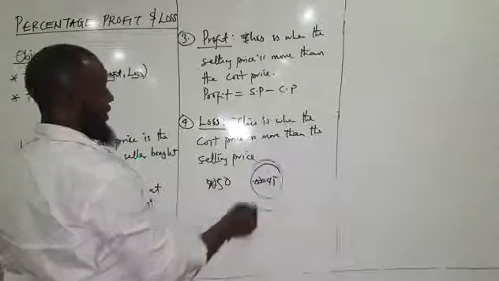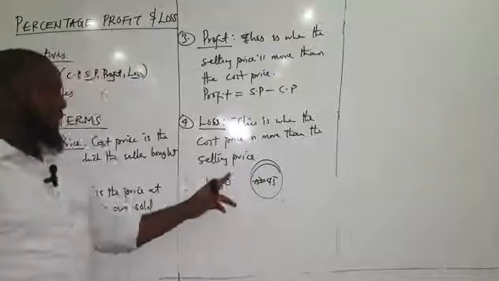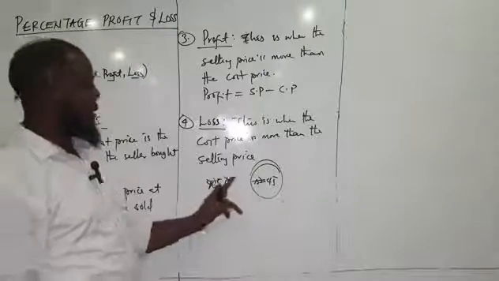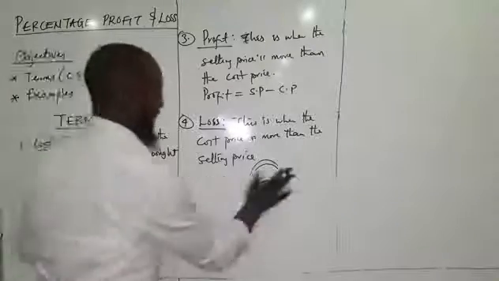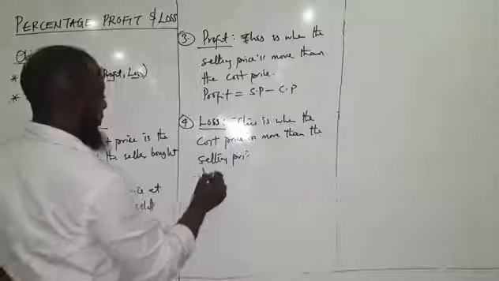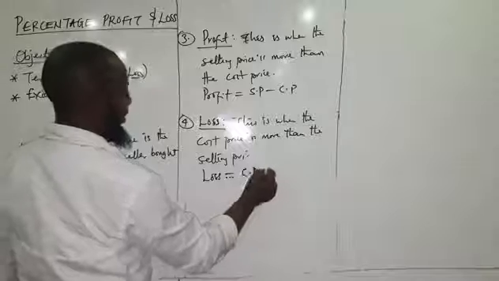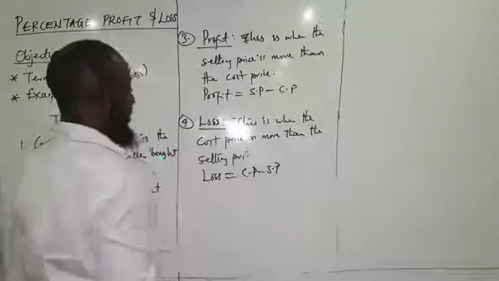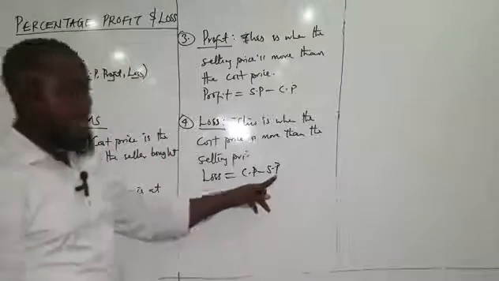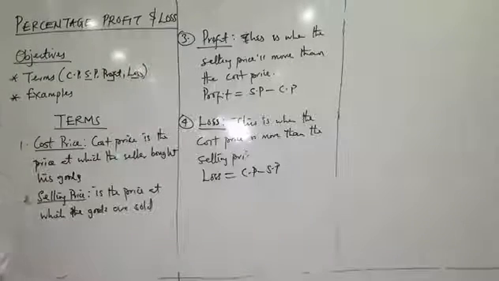So you have sold it at a price lesser than the cost price. So in this case, you have made a loss. So exactly. So that means loss. The formula for loss will be what? Cost price minus what? Selling price. Because the cost price is bigger than the selling price. So that is that on the terms, which we need to know.